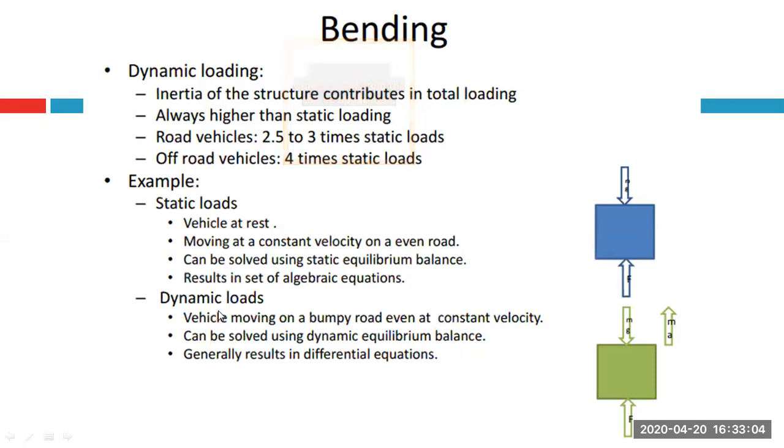And then in case of dynamic loading, you have got a vehicle which is moving on a bumpy road, either at constant velocity, or it might also be accelerating, right? So you don't know what the actual condition is. You need to find out the condition, and according to that, you have to find out what the loads are. Okay, so dynamic axle load transfer is something that is going to help you find the dynamic loading. So again, this can be solved using dynamic equilibrium balance, and it might result in differential equations.